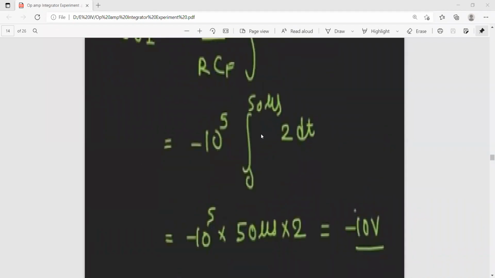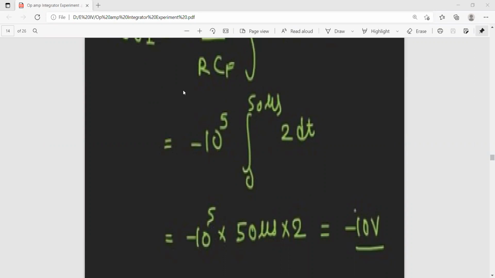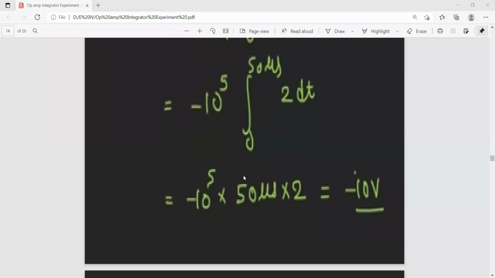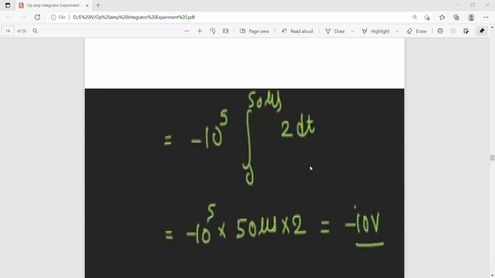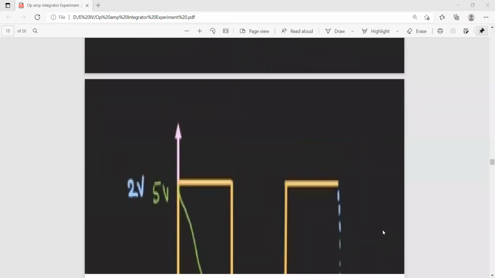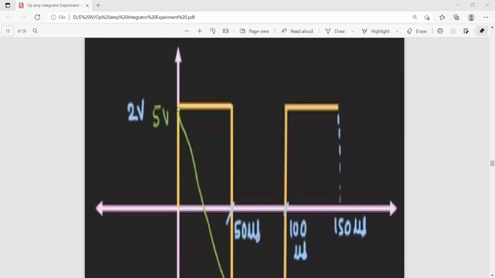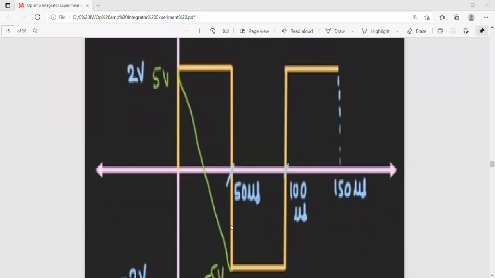In the same way, for the 50 to 100 microseconds, the minus signal is already there, and the output is the minus of minus, that way you will get the plus. So therefore, for the 50 to 100 microsecond time period, we will get a plus 10 volts. So it is exactly opposite to this. So therefore, the shape of the output, initially it is positive, and through this positive signal region, the capacitor is in the state of discharging.